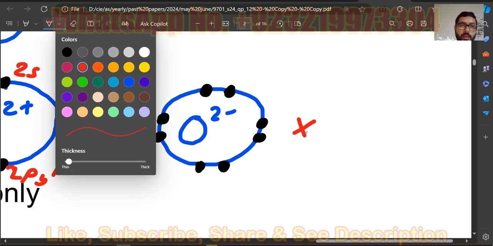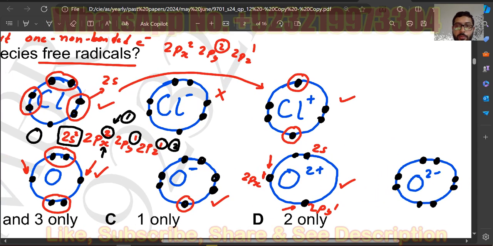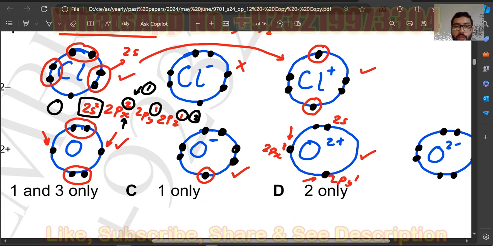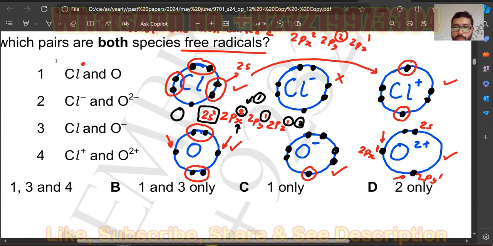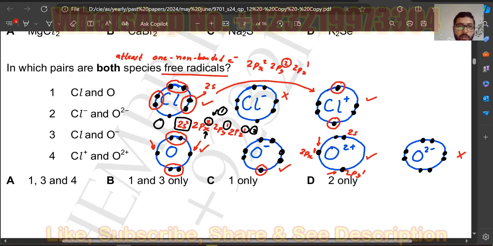Now I have put the ticks and crosses on all the radicals, which means you can now easily find out the combination present in the options A, B, C, D, which will be considered as radicals and which will not be considered as a radical. I'm just going to zoom it out. Okay, now here we have the combinations.